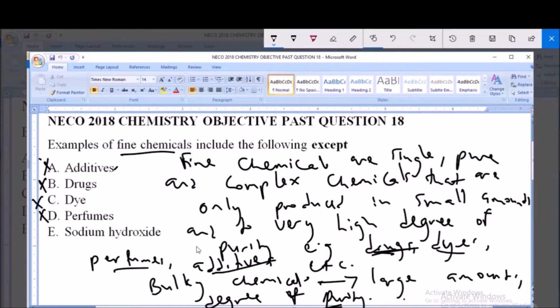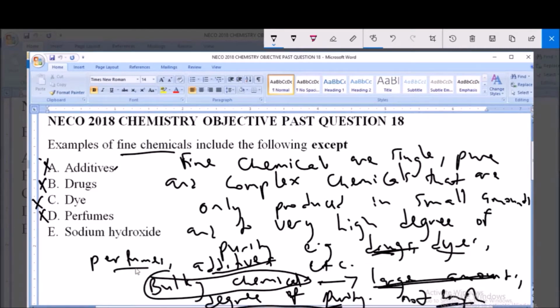Now, sodium hydroxide is an example of a bulky chemical because it is produced by chemical industries in very large amounts and the degree of purity is not emphasized. So sodium hydroxide is not an example of a fine chemical. It is a bulky chemical and hence the answer to this question.